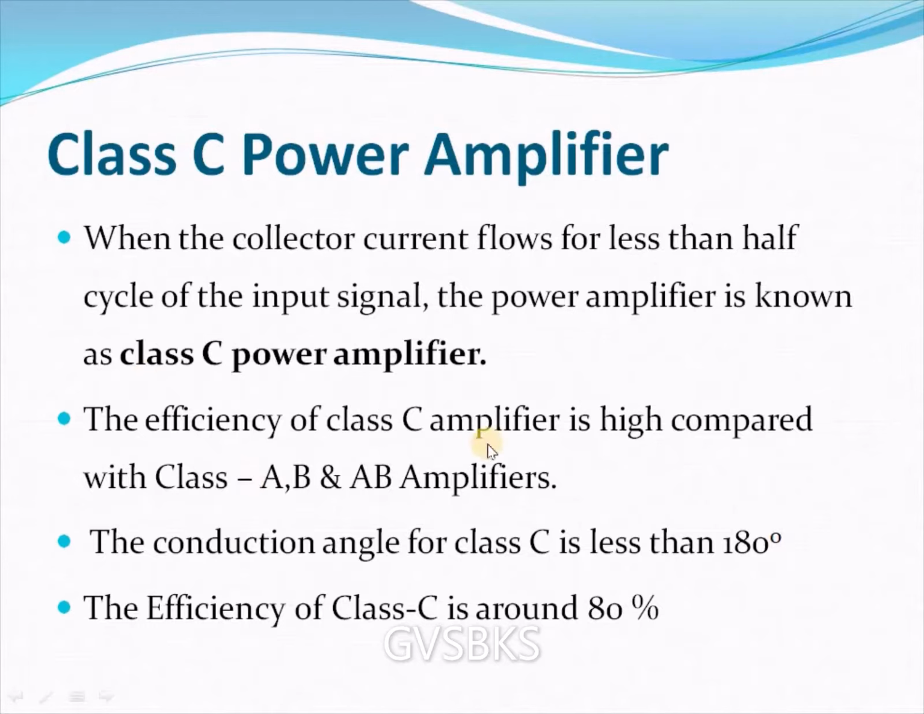And the efficiency of class C power amplifier is high when compared with class A, class B and class AB. Class A has 25% to 50%, and class B and class AB are 78.5% only. But class C is more than that. The conduction angle for class C is less than 180 degrees. So the efficiency of class C is around 80%, which is somewhat more than class B type of power amplifier.